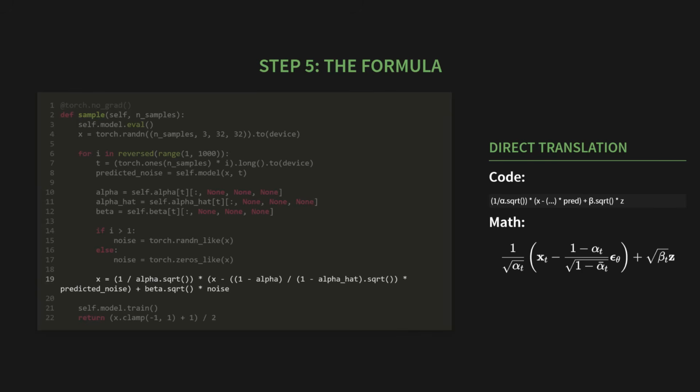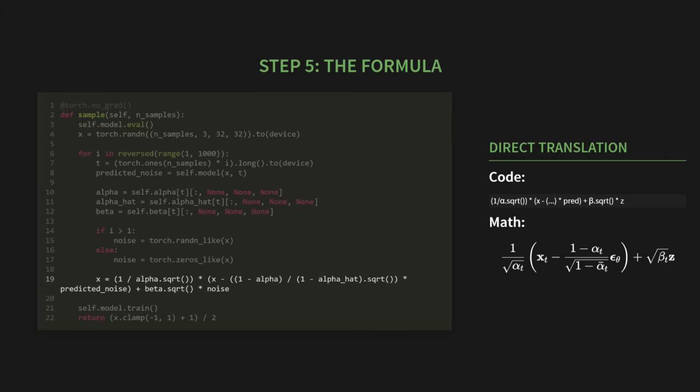And now, step 5, the formula. This single line of code is the diffusion model's creative spark. And what's so beautiful is that it's a direct translation of the math. Let's look. The code says 1 over alpha dot square root. And on the right, you see the math, 1 over the square root of alpha t. The code has x minus a term, and the math has x sub t minus a term. The code uses our predicted noise from the model, which maps directly to epsilon theta in the formula. It's literally the same thing. We take our current image x, subtract the predicted noise, scale it, and then add back that little bit of Langevin chaos.